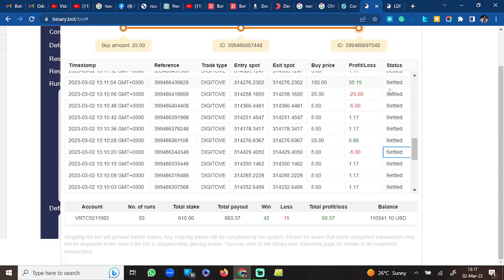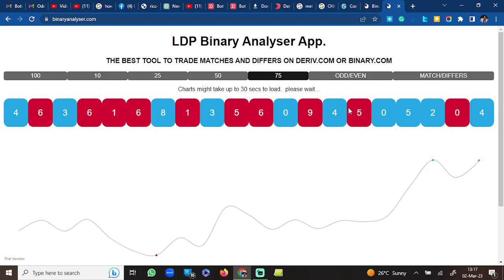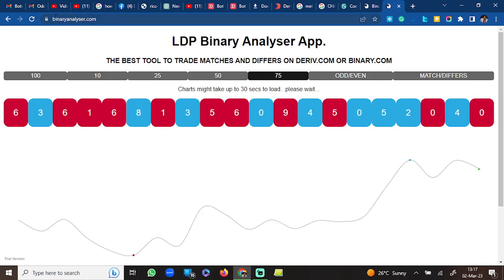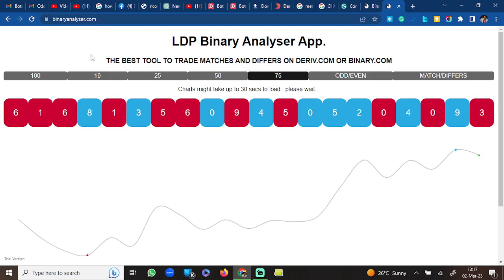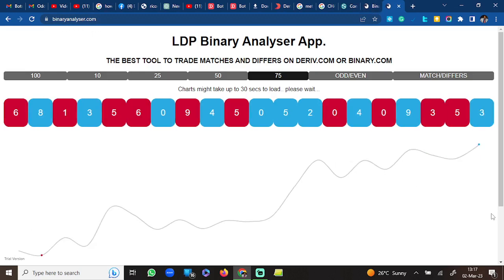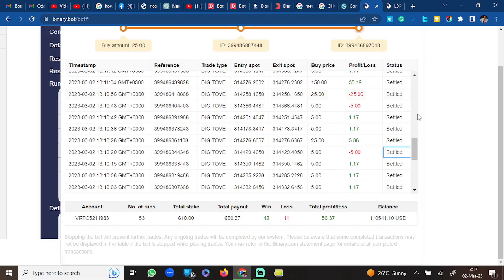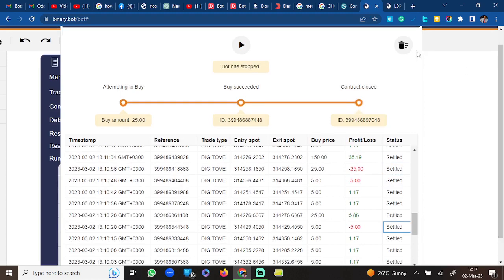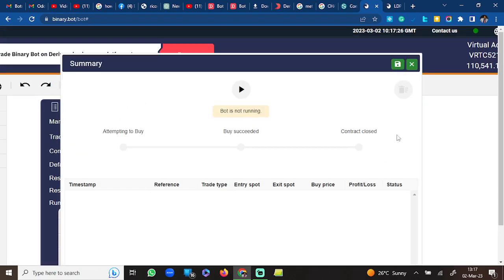You can always check using this. The link is here. They don't have an application. Just add another tab, type there binaryanalyzer.com, then do your thing. Now, using the same bot, someone asked, how do you change to even? Using the same bot, let's clear this because I think that one is understood.